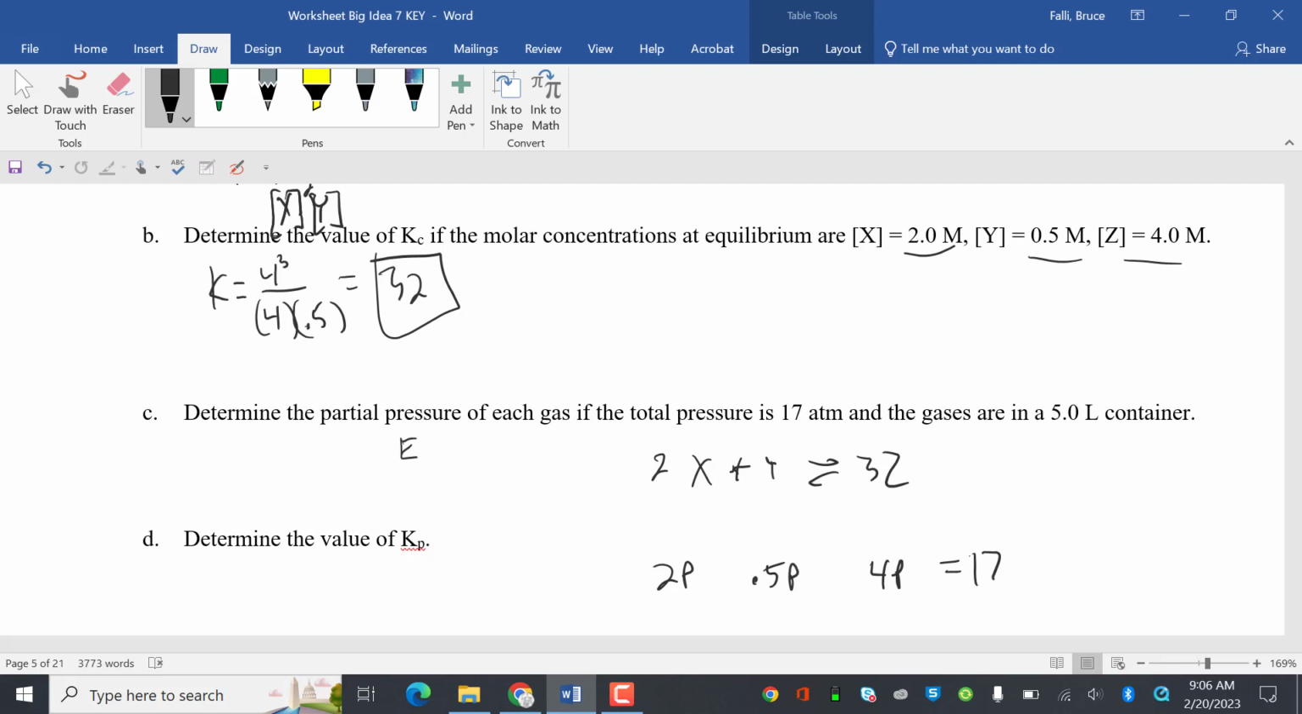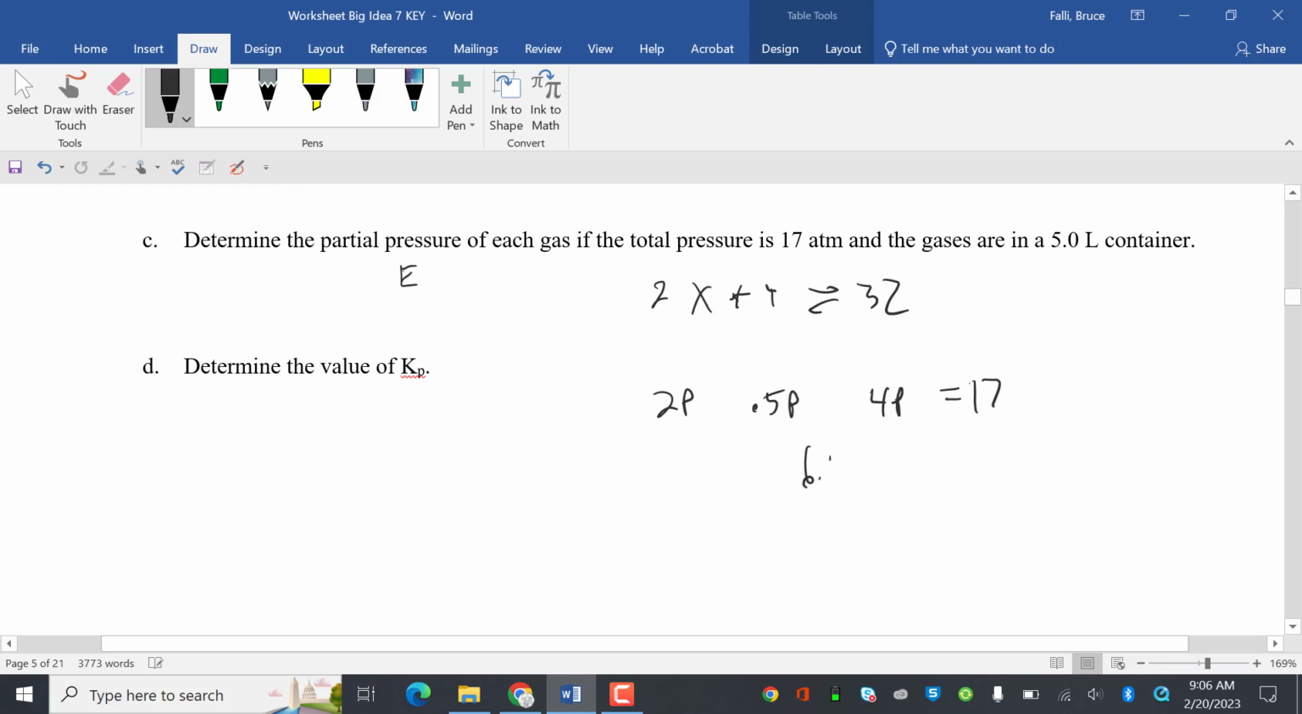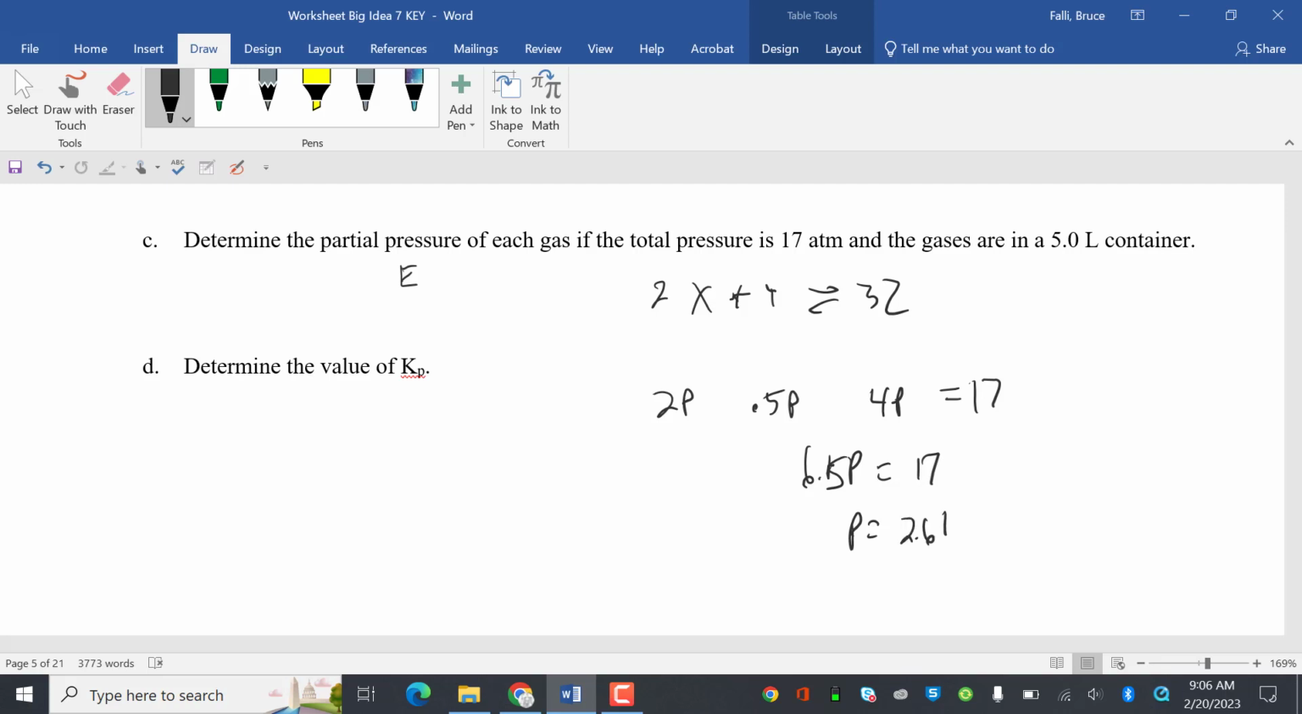So if I do that, 2 plus 0.5 plus 4, I guess that's 6.5 P. So 6.5 P equals 17. So then P is going to be 17 divided by 6.5, which is 2.62 atmospheres. And then we would use those multipliers right here. So I'm going to change this to a different color. Hopefully it's not super thick when I do it. Oh, but it is.